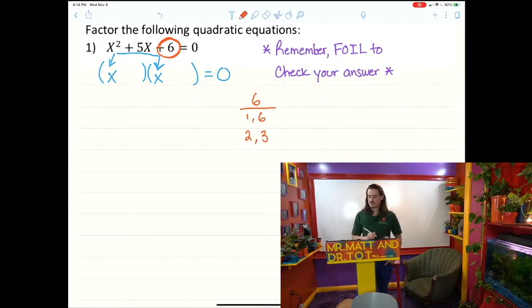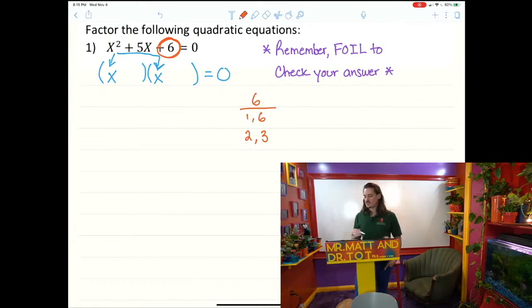So here, this one's a little bit tricky because you can see that 1 and 6 and 2 and 3 can both add or subtract together to get 5. 6 minus 1 is 5, and 2 plus 3 is also 5. However, there's only one set of factors that can multiply together to get positive 6 and add together to get positive 5. 1 and 6 have to be different signs because 1 has to be taken away from 6 to equal 5.